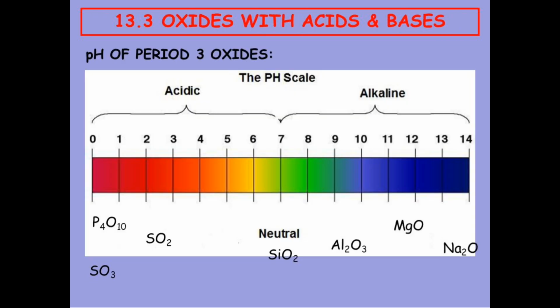Okay, let's look at the pH of period 3 oxides. It's very similar to calcium and potassium in period 4. The oxides of potassium will also be acidic.